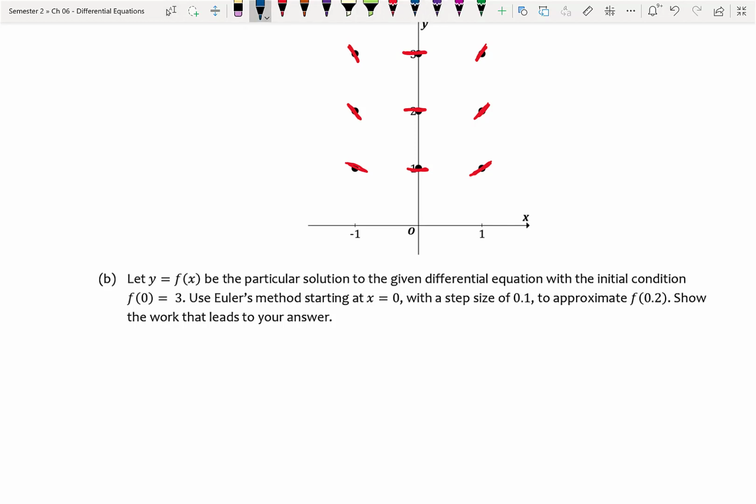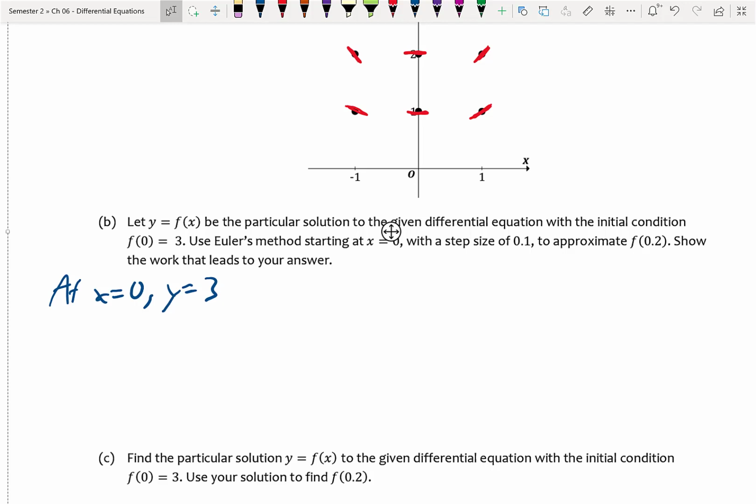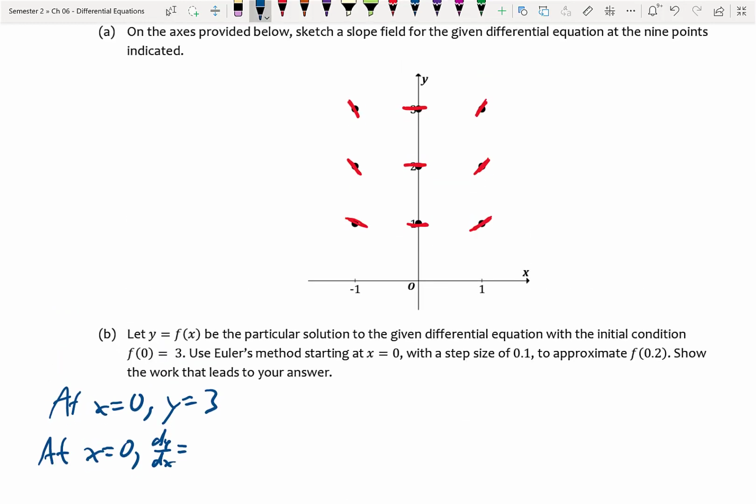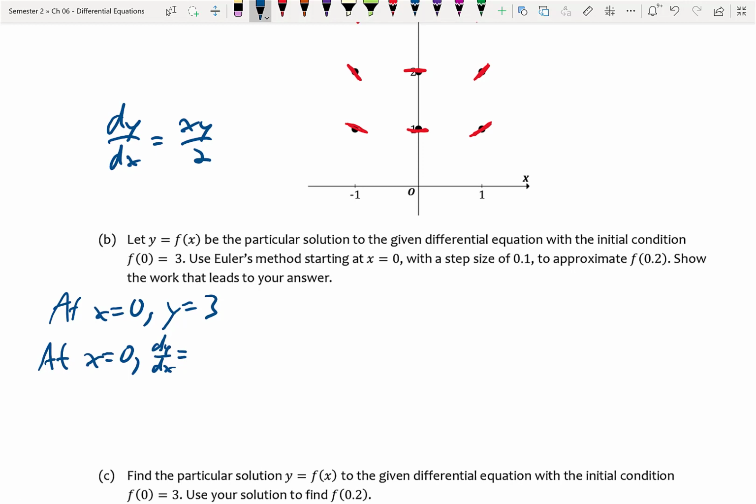But I knew that at x equals 0, y equals 3, because that was given. And I knew that the problem would work with something that was given. I also know that at x equals 0, dy over dx, which is the slope, is what? 0. Because I know, and I'm going to copy it right here, that dy dx is equal to xy over 2 in this problem. So at x equals 0, 0 times 3 over 2 is 0. I was compulsive about showing work because it literally did say, show the work that leads to your answer. That's not literal, but we'll say it figuratively said that. Okay, at x equals 0, this is 0.